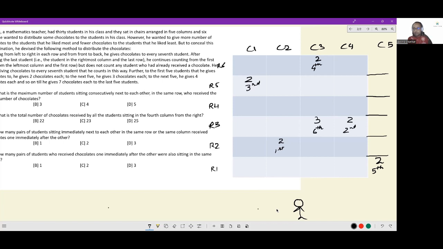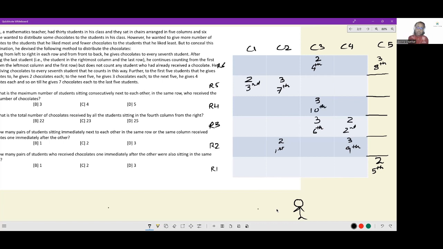Then 1, 5 and 1. So this fellow will get 3 chocolates and he is the 7th person to receive chocolates. 3 and 4. This fellow will get 3 chocolates and he is the 8th person to receive it. 4 and 3. 3 chocolates, 9th person to receive it. 1 plus 3, 4. 4 plus 3. Again 3. And this will be the 10th person to receive it.